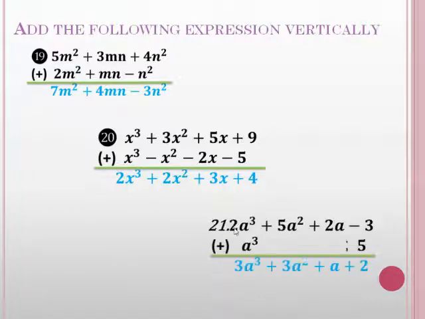Now question number 21 is 2x cube plus 5x square plus 2x minus 3. The second expression is x cube minus 2x square minus x plus 5. Now minus 3 plus 5 is plus 2, then plus 2x minus x is plus x, then plus 5x square minus 2x square is plus 3x square, and then 2x cube plus x cube. This variable has the coefficient 1, so 2 plus 1 is 3x cube. This is the vertical way to add algebraic expressions.